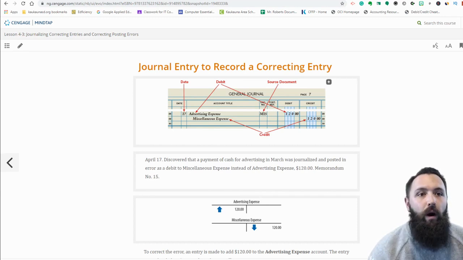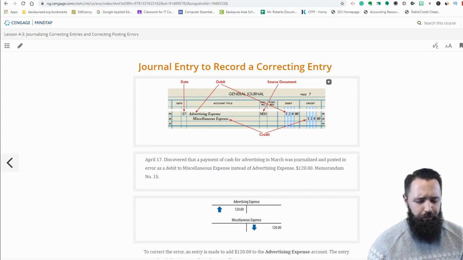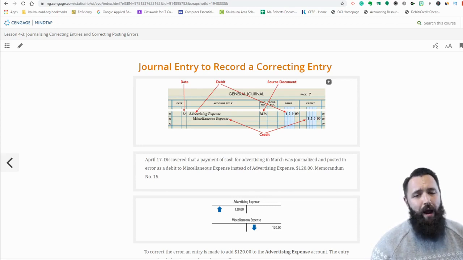We need to undo that damage. So right away, what are we going to have to do to miscellaneous expense? Well, we're going to have to credit it because we debited incorrectly. We just do the opposite. That's it. Now we're going to credit that miscellaneous expense. Now the other thing is, what were we supposed to do?